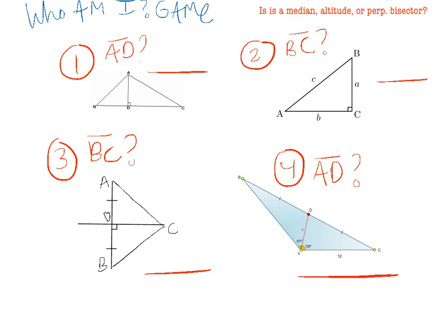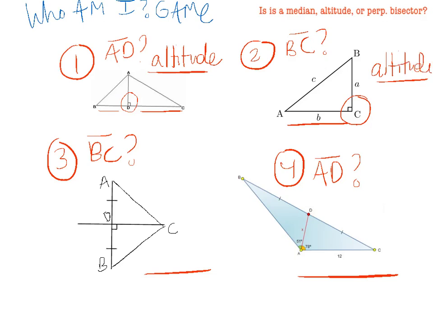Alright, in number 1, I noticed that AD makes a right angle, but it doesn't say that BD is congruent to DC. That means it's an altitude. Number 2, I noticed that BC makes a right angle, doesn't cut the bottom section in half, so it's also an altitude. So question 1 and 2 are both examples of what a triangle's height looks like.